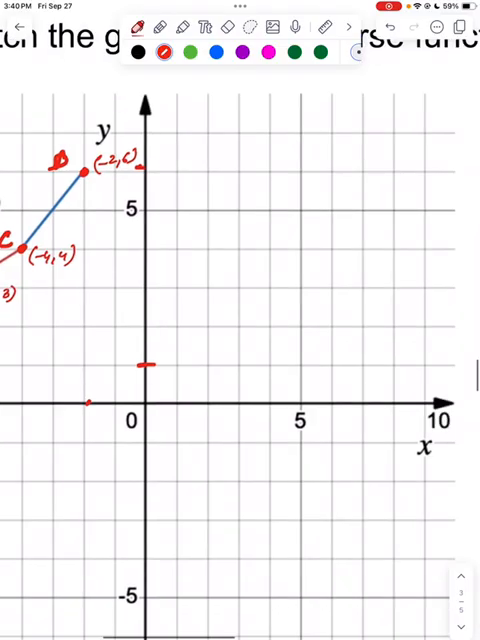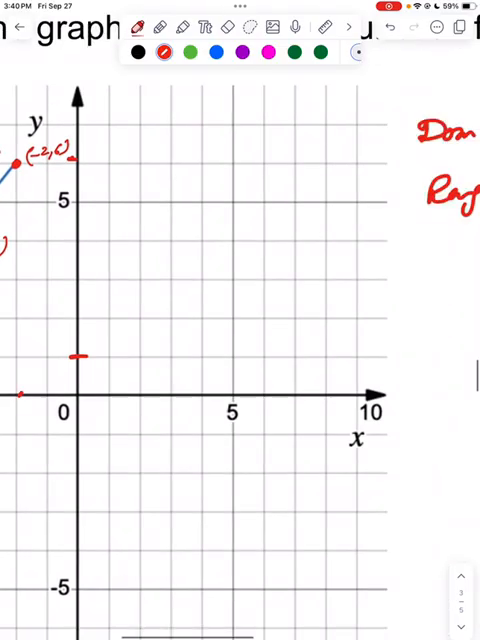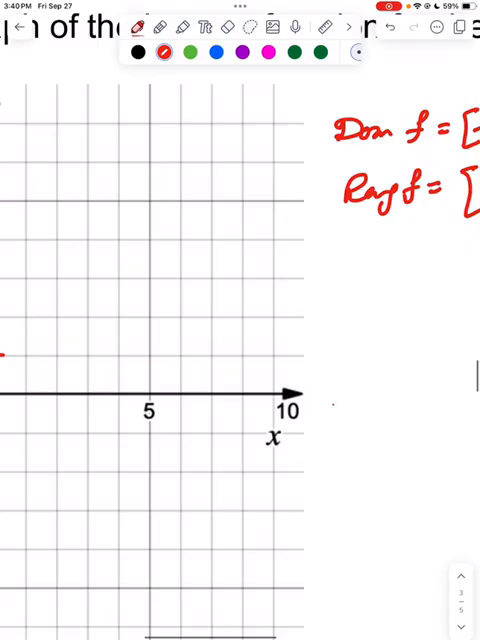6, negative 2. So the D point, the corresponding point to D, will go to 6, negative 2. Let's call it D dash or D prime. So this is 6, negative 2. Okay, this is the one we got from D.